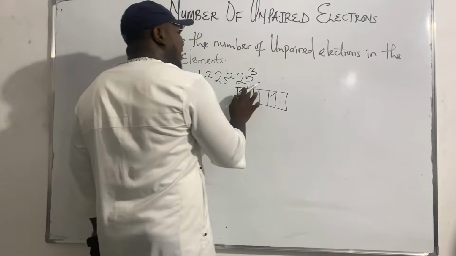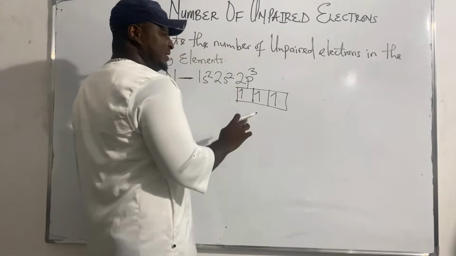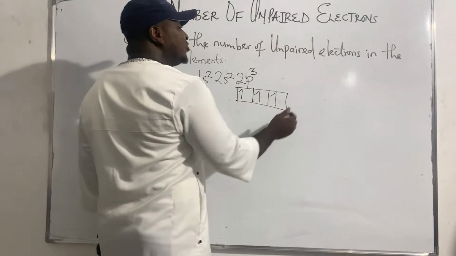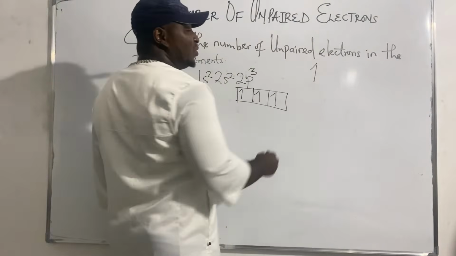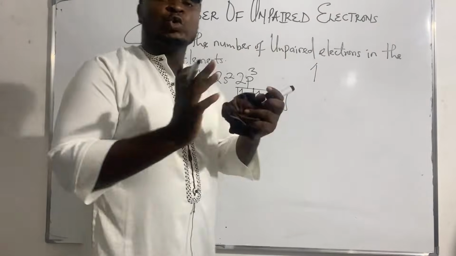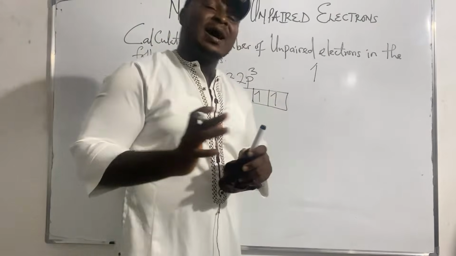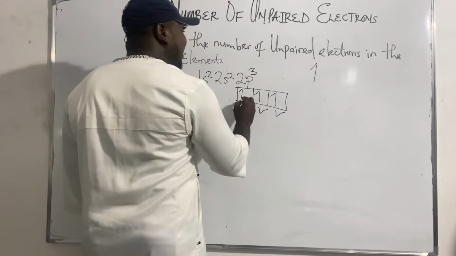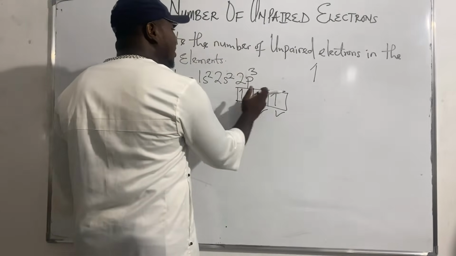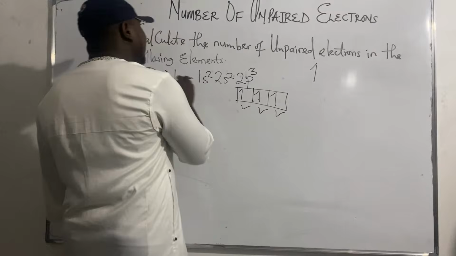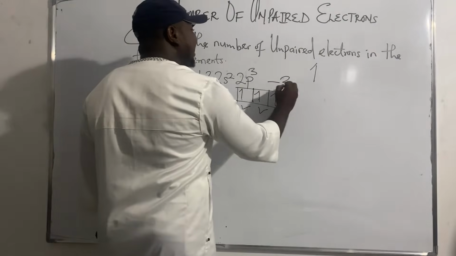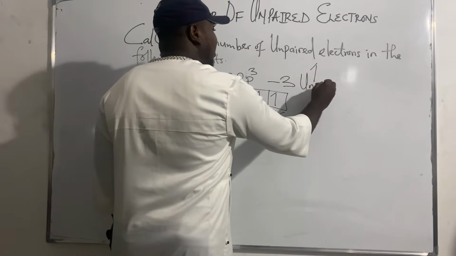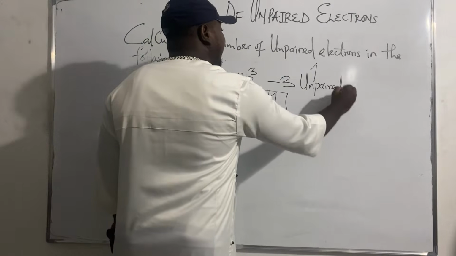You now ask yourself, how many electrons are unpaired? Class, unpaired means how many electrons are standing alone? Normally, electrons should be in pairs. How many electrons are standing alone? You have 1, you have 2, we have 3. These 3 electrons are standing, they are not paired with a second one. So class, it means that nitrogen contains 3 unpaired electrons.